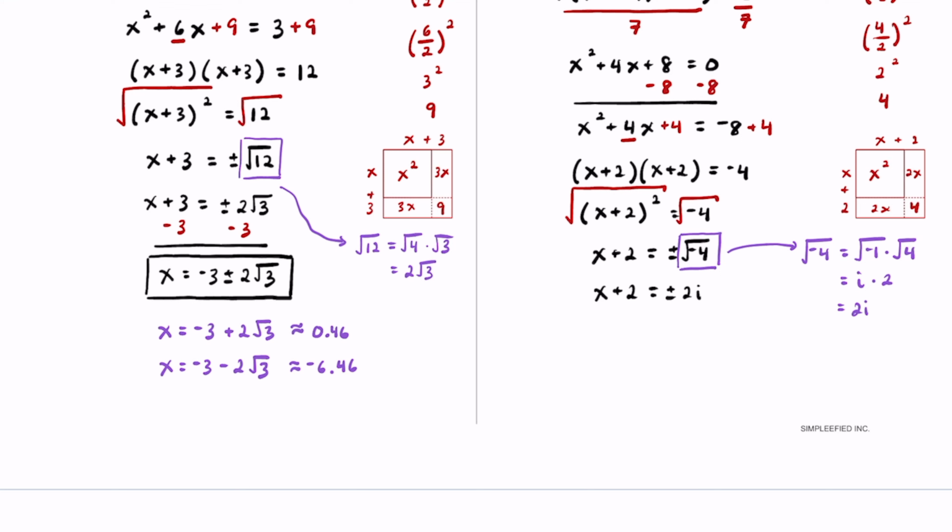Okay, now finally let's get x alone. We can subtract 2 from both sides of the equation. If we do that, we're finally going to get x is equal to negative 2 plus or minus 2i. Those would be the solutions for this quadratic equation. We can't get a decimal for this one because we have a complex number. We can separate this if you want to see. x would be negative 2 plus 2i, and x would equal negative 2 minus 2i. These would be the two solutions separated.